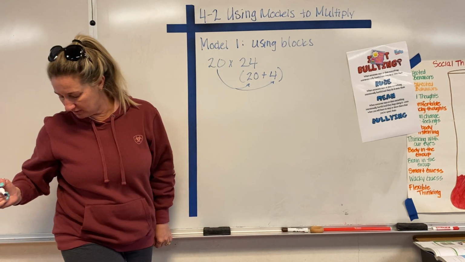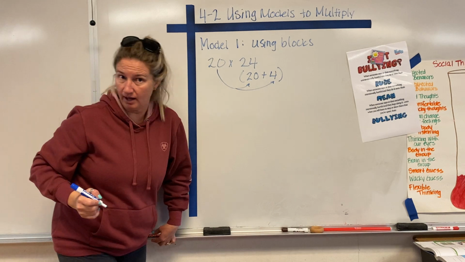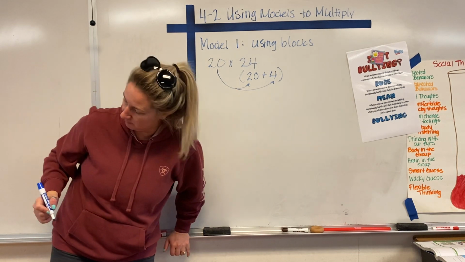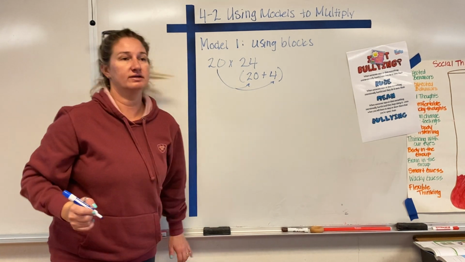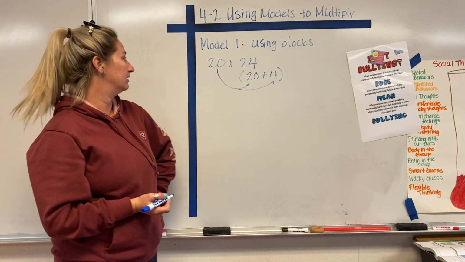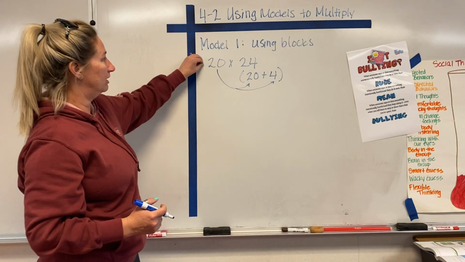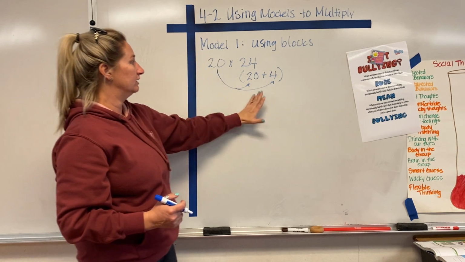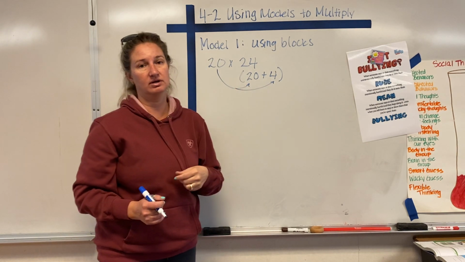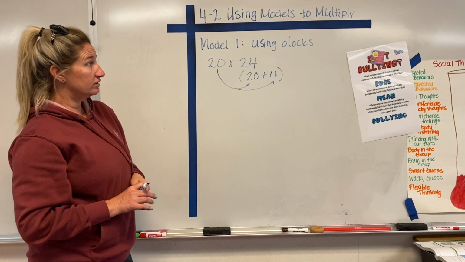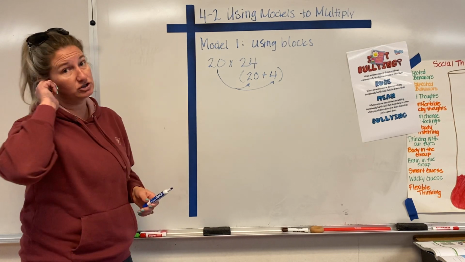And if anybody could think of what property that is, we have seen it before. It is the distributive property. So we're breaking apart a number and then distributing the outside number to the two numbers inside. And we're going to use place value blocks to show that.